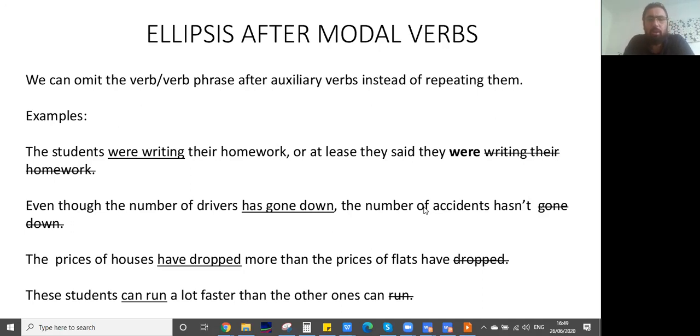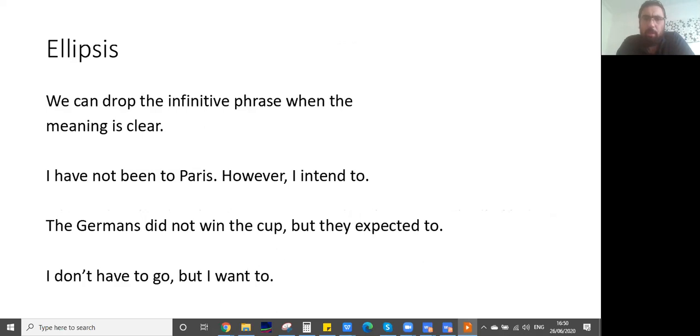These students can run a lot faster than the other ones can. So here, these students can run a lot faster than the other ones can. So we stop there without repeating can. Okay, let's move on. Ellipsis. So we did this with auxiliary verbs, like was, were, have, has, can, could, should, would, and so on, all types of auxiliary verbs.